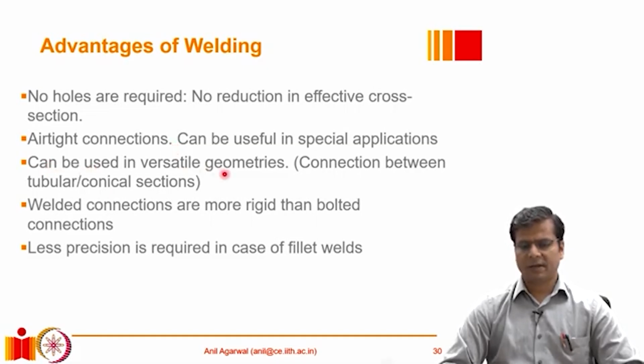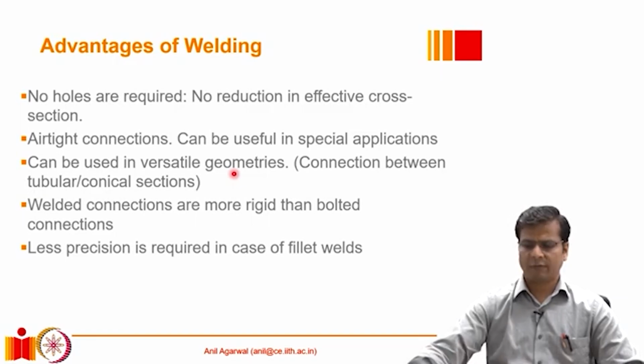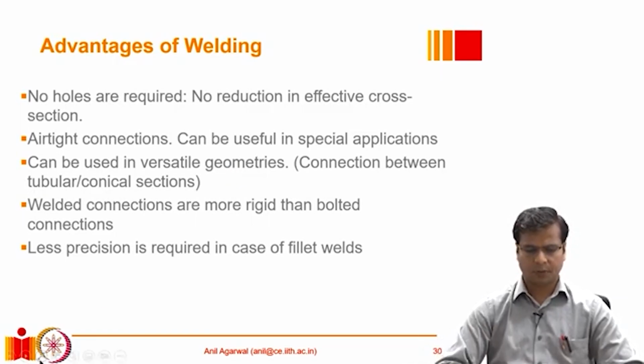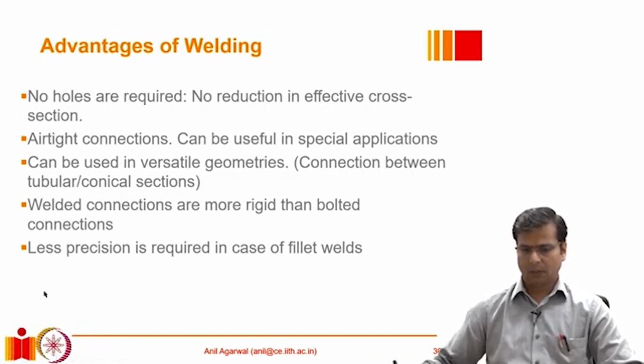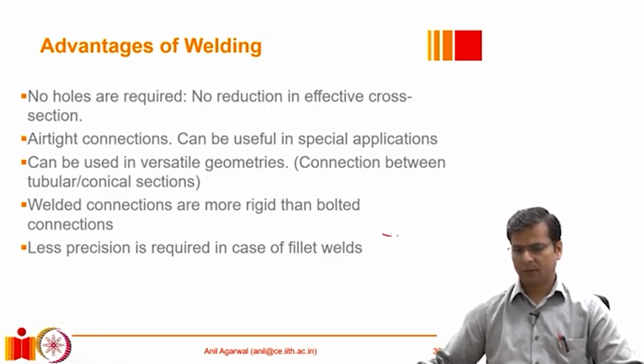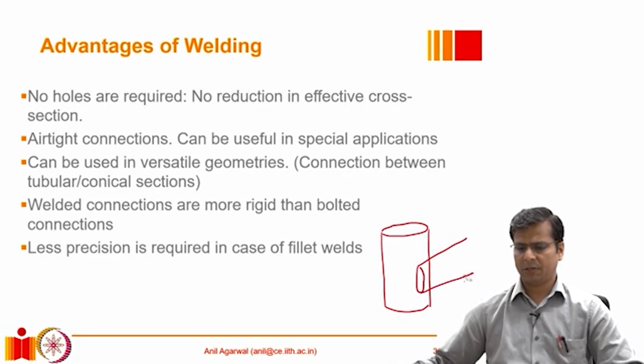Also, welded connections can be used in versatile geometries. To give you an example, if I wish to weld two tubular sections coming at a particular angle and meeting here, doing this through welding is very easy. We just need to find out the shape of that geometry, and then we can simply weld it around this member. It is relatively easy.